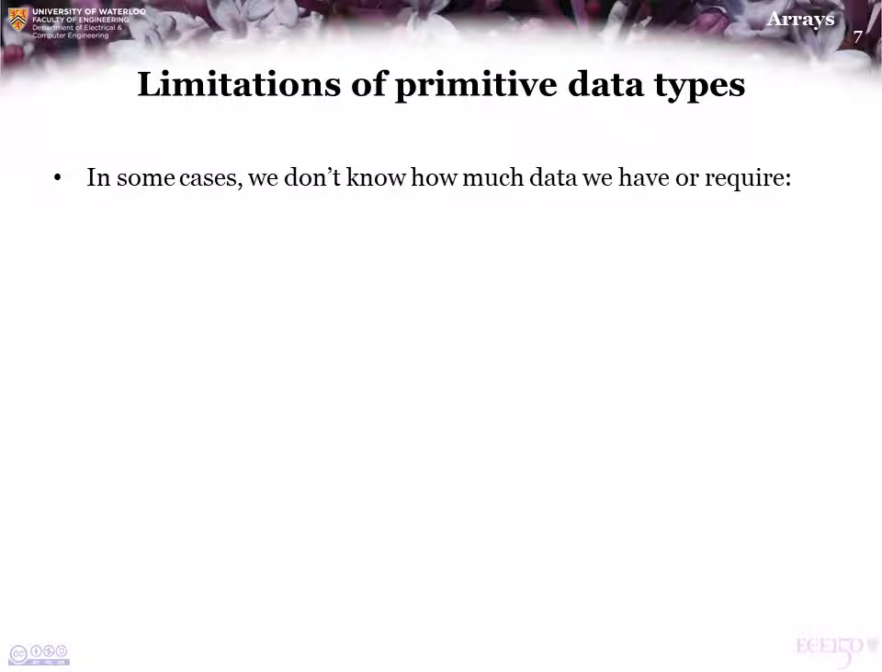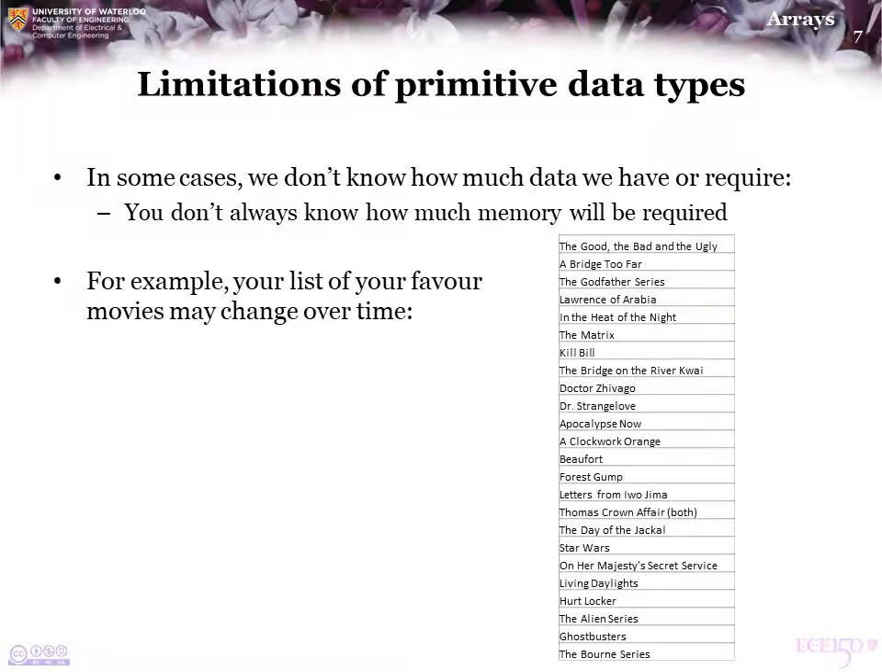The problem is, in some cases, we don't know how much data we have or will require, especially if, say, we're reading a sensor, or if, for example, we're describing something where there isn't a fixed number of values. We don't always know how much memory will be required for a particular amount of data that we are trying to store. For example, the number of movies that are in your list of favorite movies may change over time, and if you want to store this on a computer, that may require a changing array size.